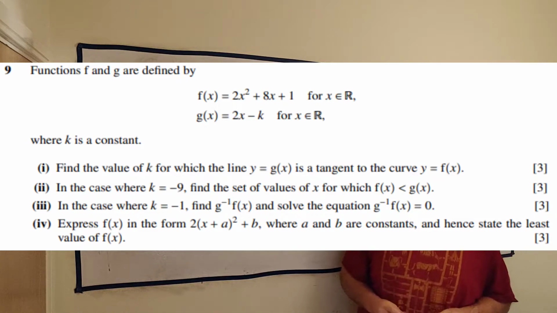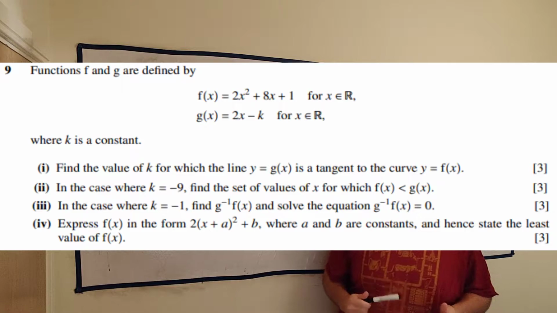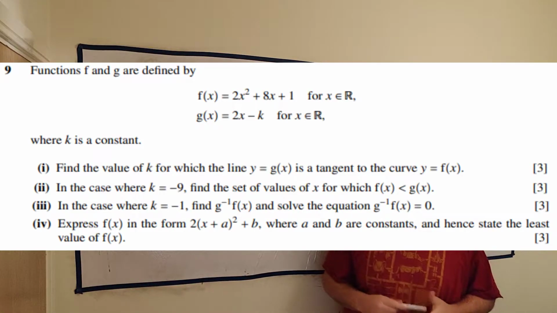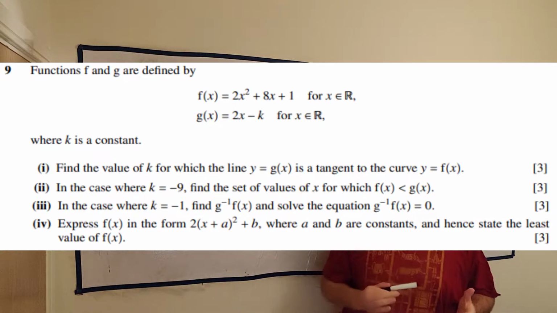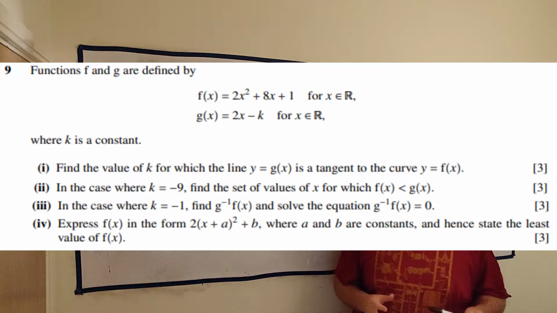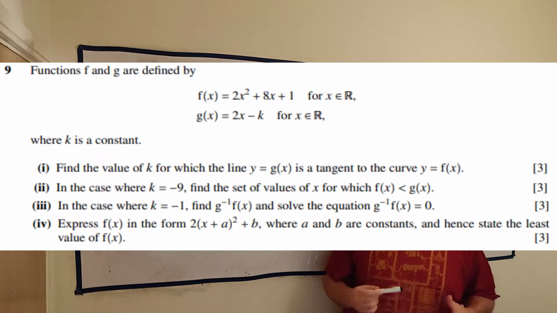Hello, this is question 9 from the 2019 winter set of exams put on by Cambridge International Education. This is paper 1-2. This is a 4-part question about a quadratic curve and a straight line. And the straight line is missing a value there. We can see it's 2x minus k. So when we play around with k, we'll get lots of different answers.